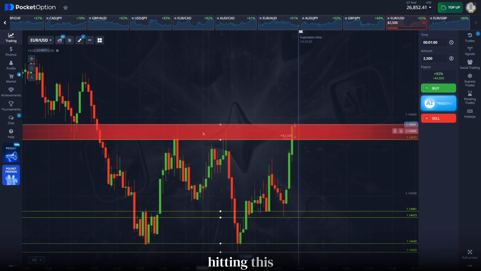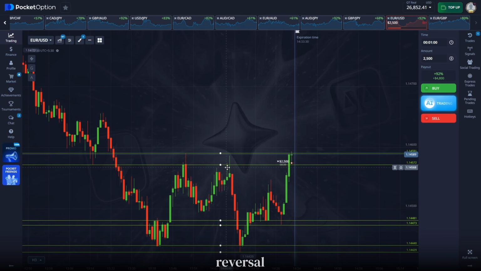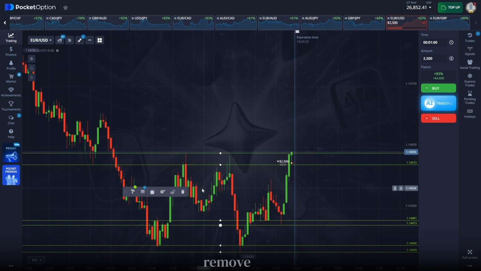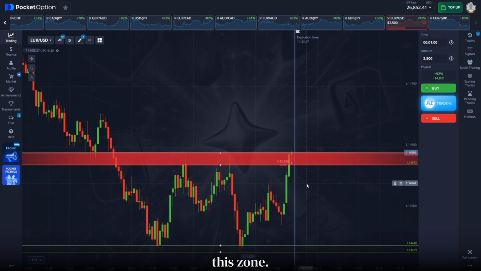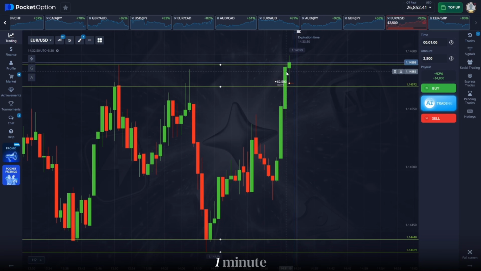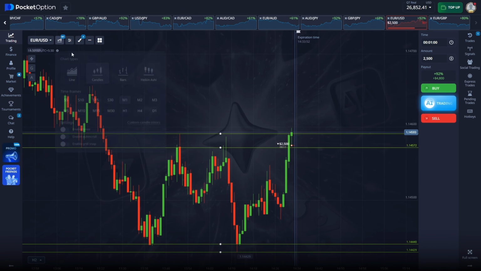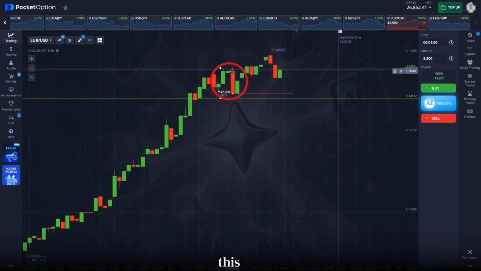Now after hitting this resistance range, as I'm targeting an instant reversal trade from this zone, all I need is a strong bearish reversal pattern formation on the 5-second chart. This is the resistance range, so I did not wait for the 1 minute candle to close, although the 1 minute candle closes inside the zone. On the 5-second chart, we have a clear reversal pattern. This is a strong selling confirmation, so I placed my trade.